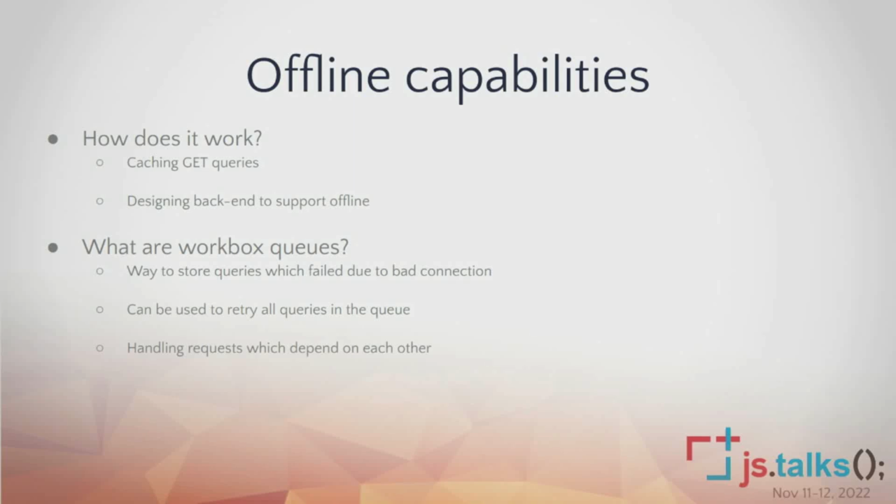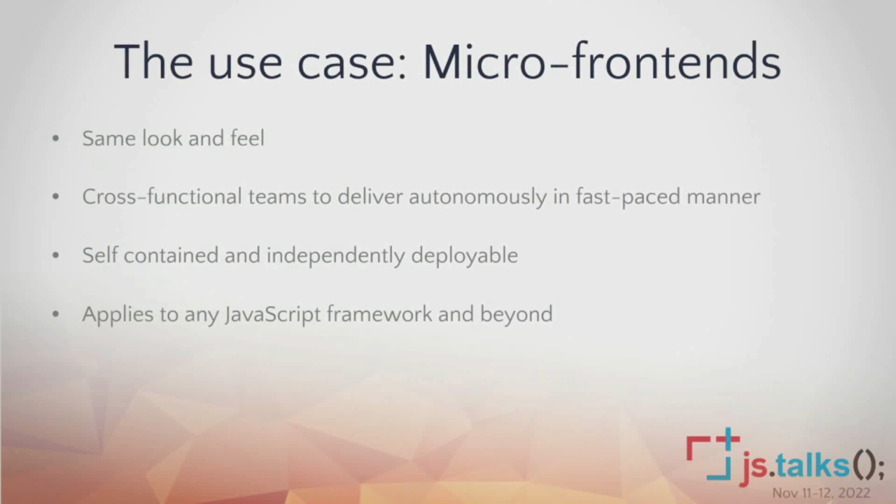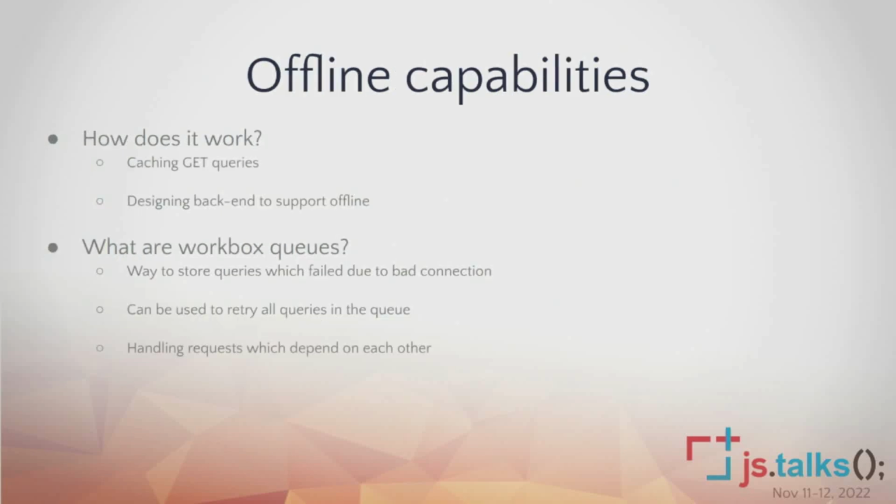We talked about offline capabilities. We may talk about Workbox queues, but only if we have time, we'll see. They basically allow you to store requests for later, requests which have failed. So if we're talking about POST requests, DELETE requests, and so on, because what we cache now are just GET requests. So if you want to save a request for later and retry it when there's internet, the Workbox queues are very handy.